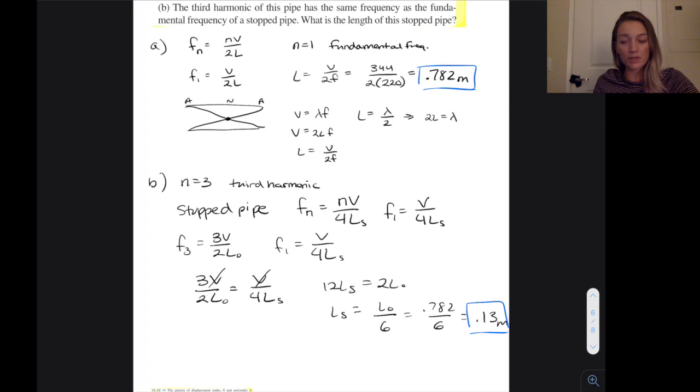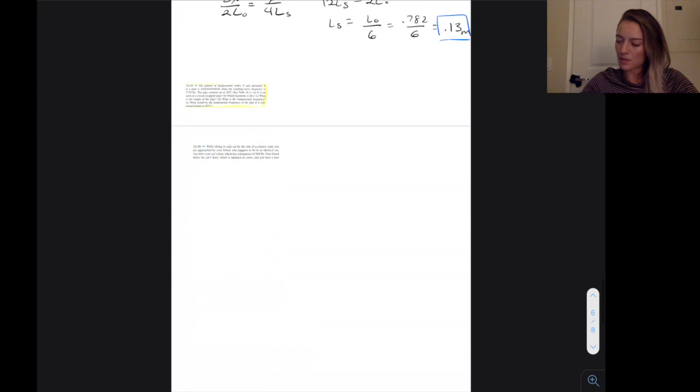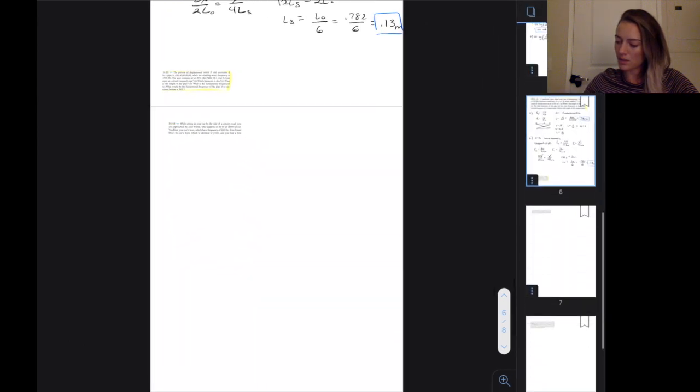And then also remember, for stopped pipes, we only have odd harmonics. So a stopped pipe will only have n equal to 1, 3, 5, 7. You'll never have like the fourth harmonic for a stopped pipe. It's always odd. Whereas for an open pipe, you can have any value of n. So any integer is fine, but for a stopped pipe, it has to be odd. All right, now let's just do quickly one more problem that was from, I think, your homework.